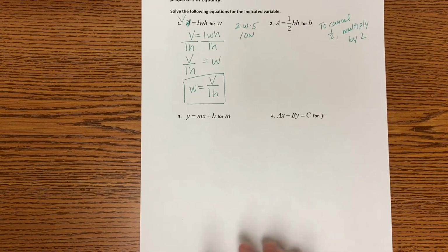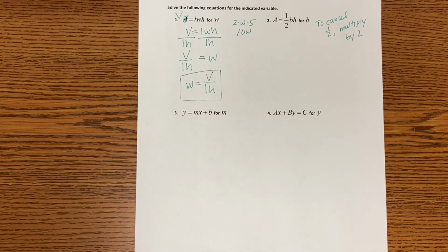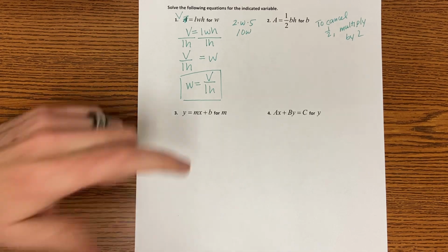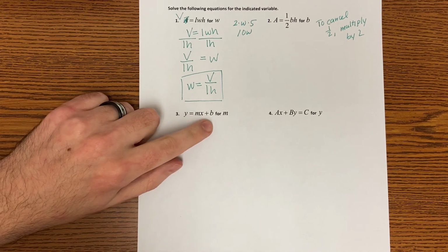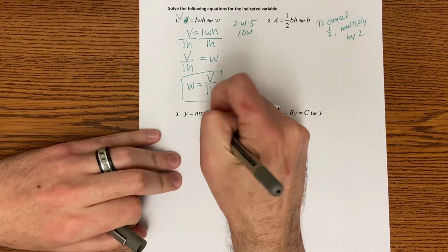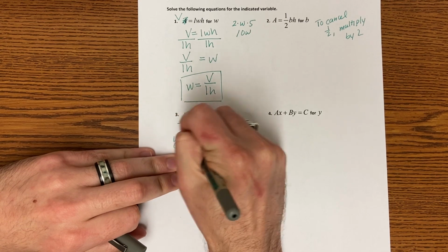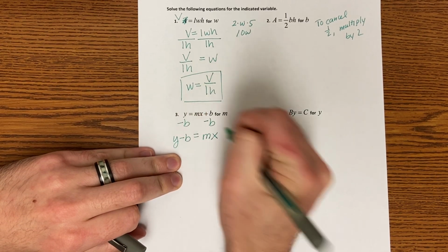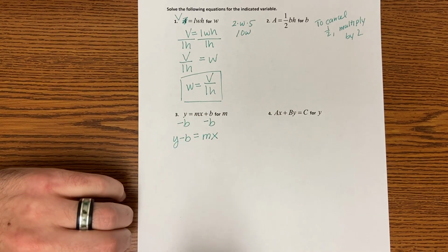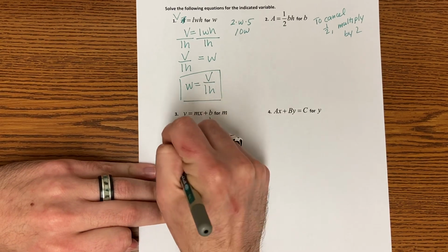Looking at y equals mx plus b, the equation of a line, our goal again is to get m by itself in this equation. Now right now m is multiplied by x and then b is added to it, so to undo this we go in the opposite order, which starts by subtracting b from both sides to get y minus b equals m times x. Now the only other thing happening to m is it's multiplied by x, so to undo we'll divide.